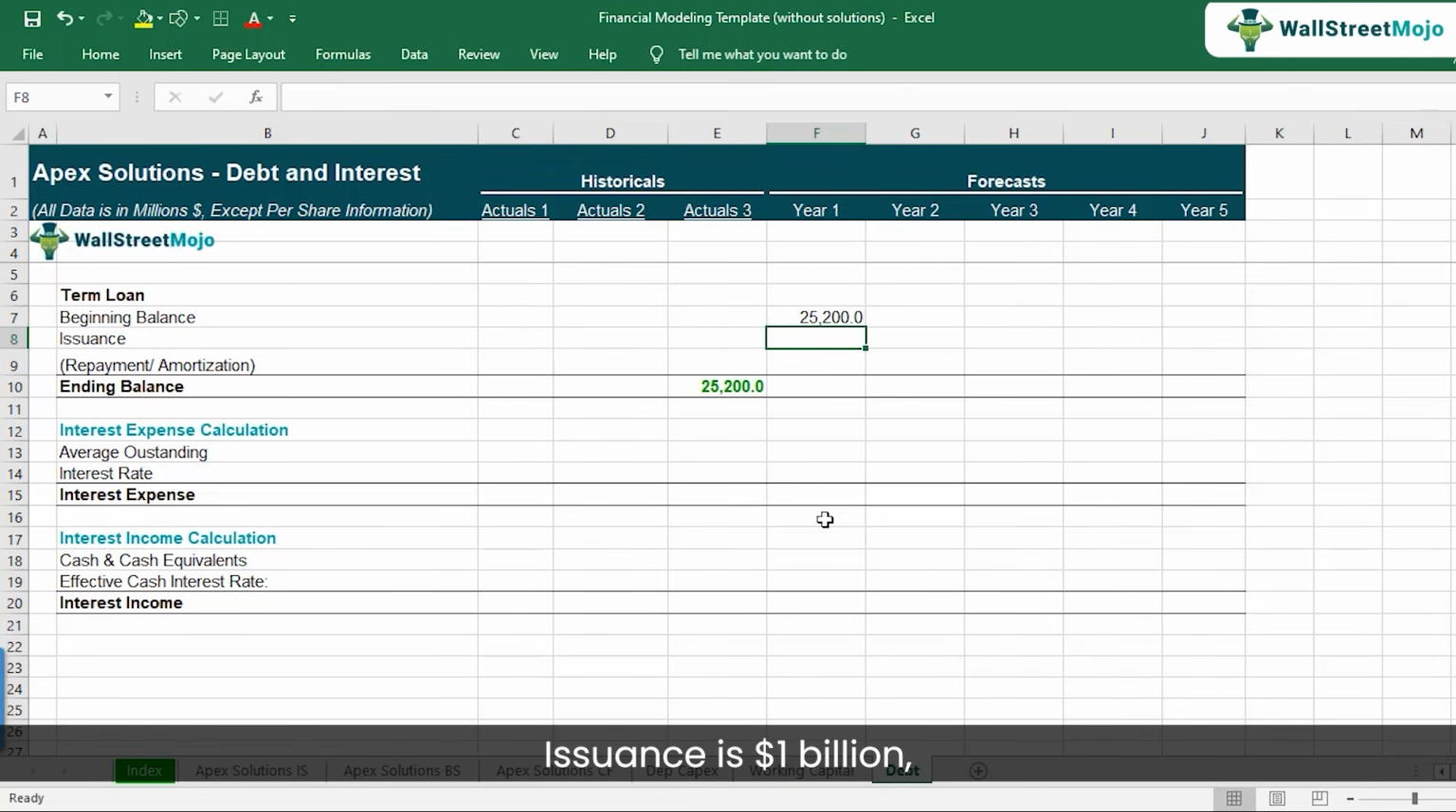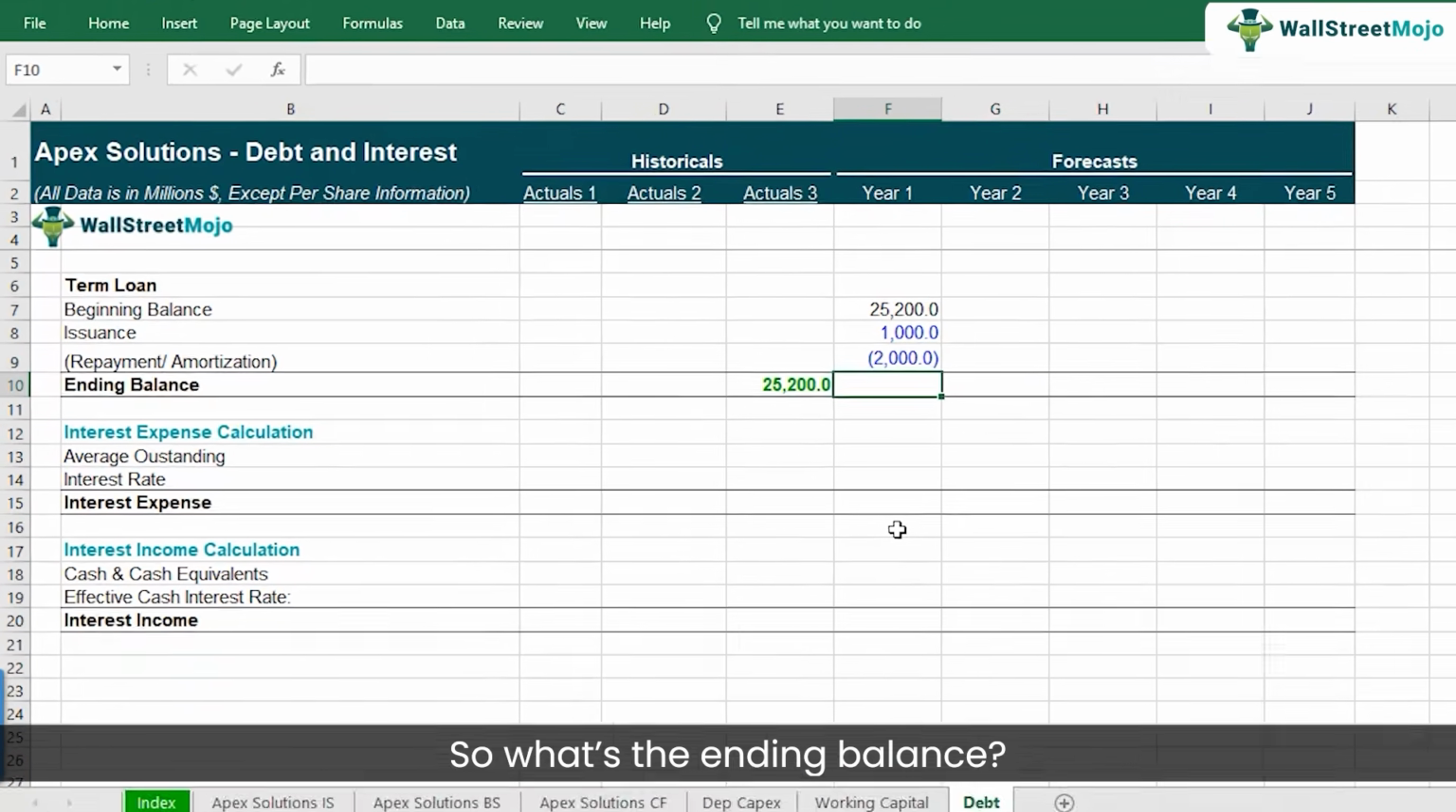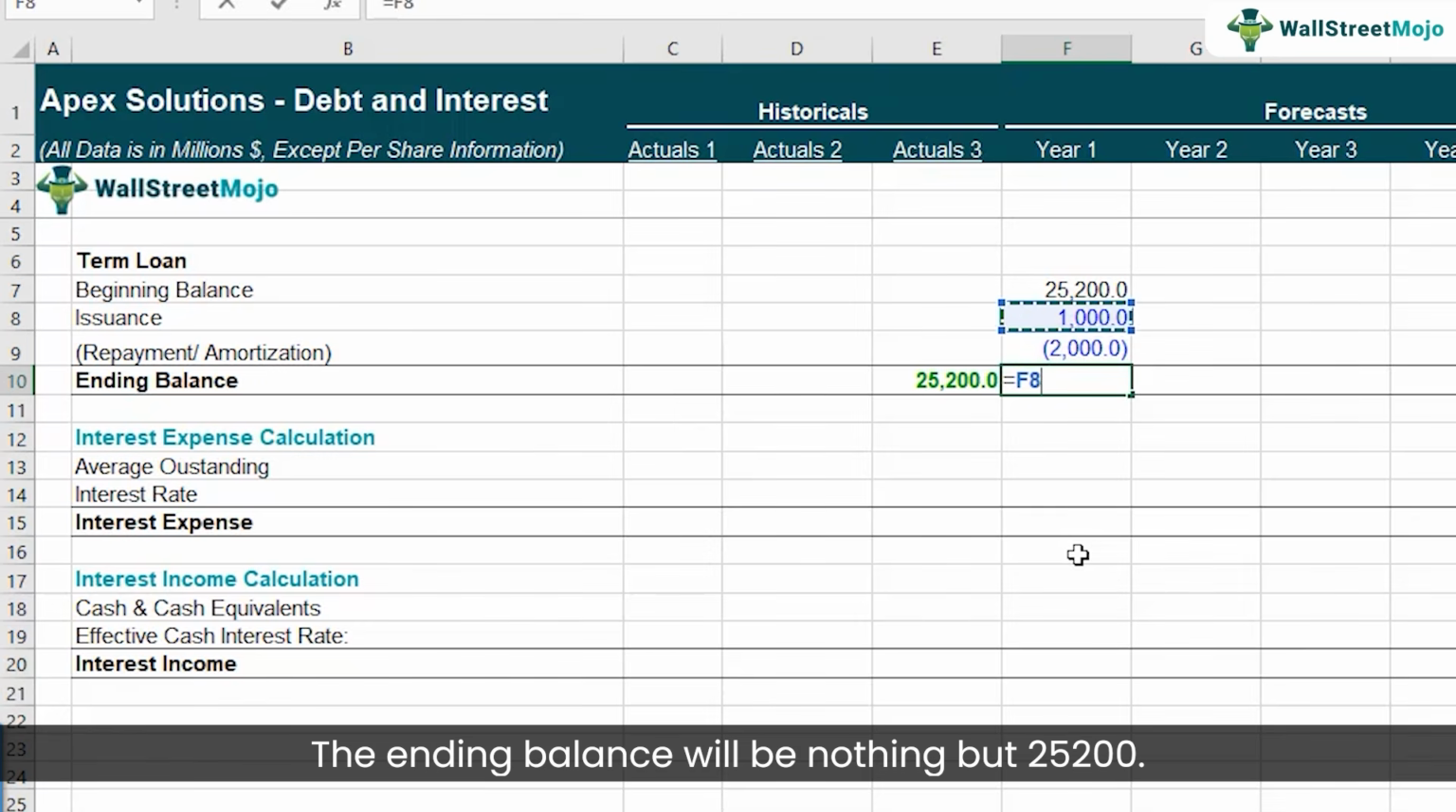Issuance is $1 billion. So that will be equal to 1,000 million, right? So this is the issuance. What is the repayment? It's $2 billion, right? So $2 billion will come with a minus sign because it's a cash outflow. So minus 2,000. So what's the ending balance? The ending balance will be nothing but 25200.